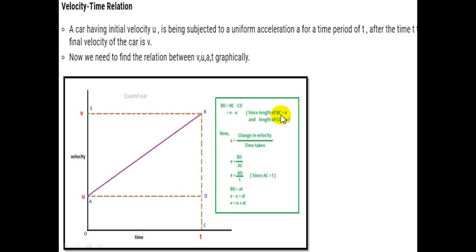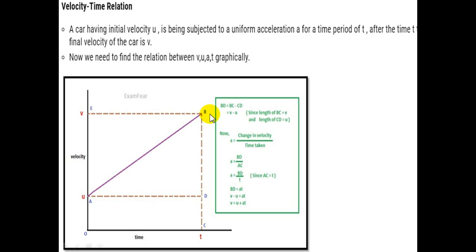Okay. So the length of BC is equal to V, and the length of CD is equal to U. We already have seen CD is equal to U. So BC minus CD means V minus U. Now, what is A? We all know what acceleration is: change in velocity by time taken. Now, what is change in velocity? Change in velocity is V minus U, or you can also write BD.